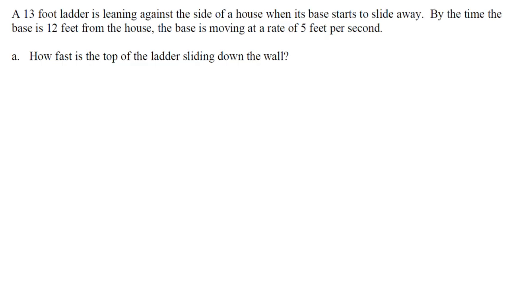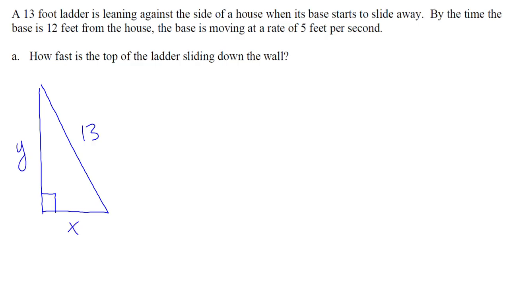All right, here we've got a 13-foot ladder leaning against the side of the house, and the base of it starts to slide away. So by the time that base is 12 feet from the house, it's moving at 5 feet per second. So let's draw a picture. We've got a 13-foot ladder that's leaning against the side of the house. The length of the ladder is not changing, so I'm just going to call it 13. We've got a right triangle, we've got an x, and we've got a y. We want to know how fast is the top of the ladder sliding down the wall.